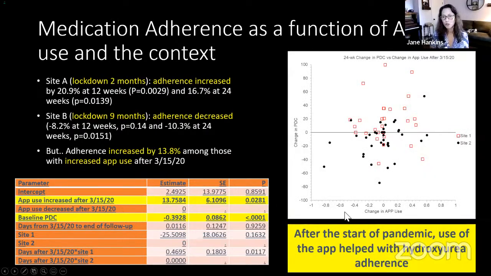So this chart here on the right shows a change in the app use. So the more you increase the use of the app after the lockdown started, the greater your adherence improves. So if you look here, there's a trend going up. So this is the multivariable model that shows your baseline adherence also is important. The lower you are when you begin the study, the more your adherence improves. But the more you use the app after the pandemic started, the more your adherence improved. So after the start of the pandemic, if you use the app, that really helped the adherence. So that was a good thing.